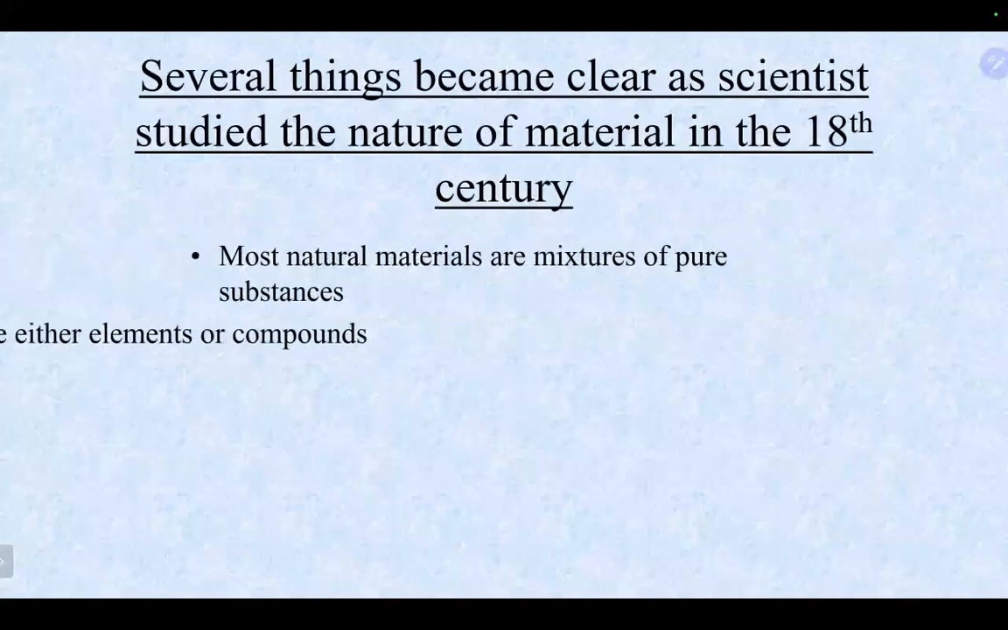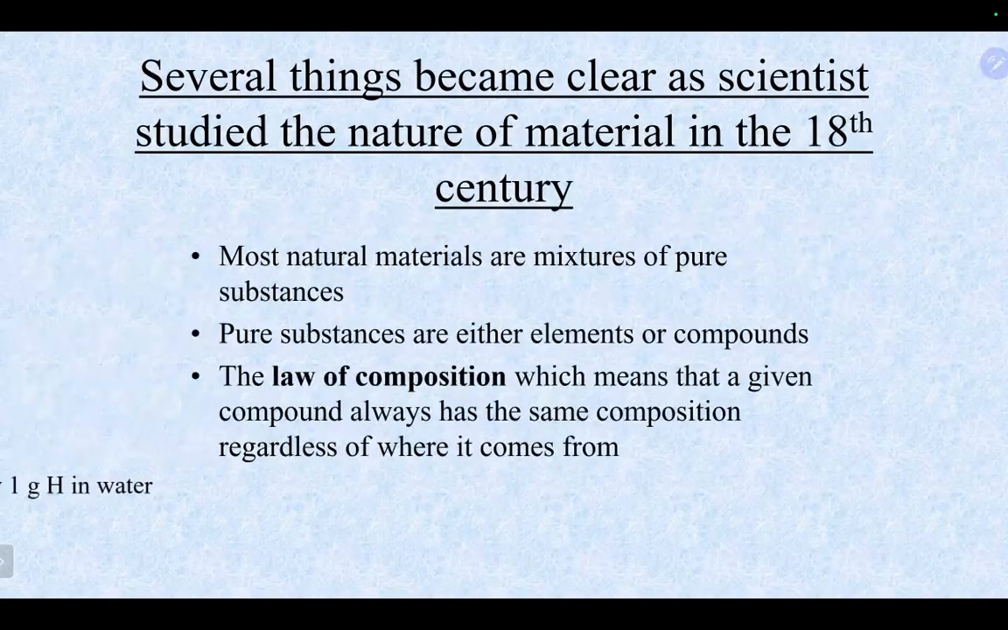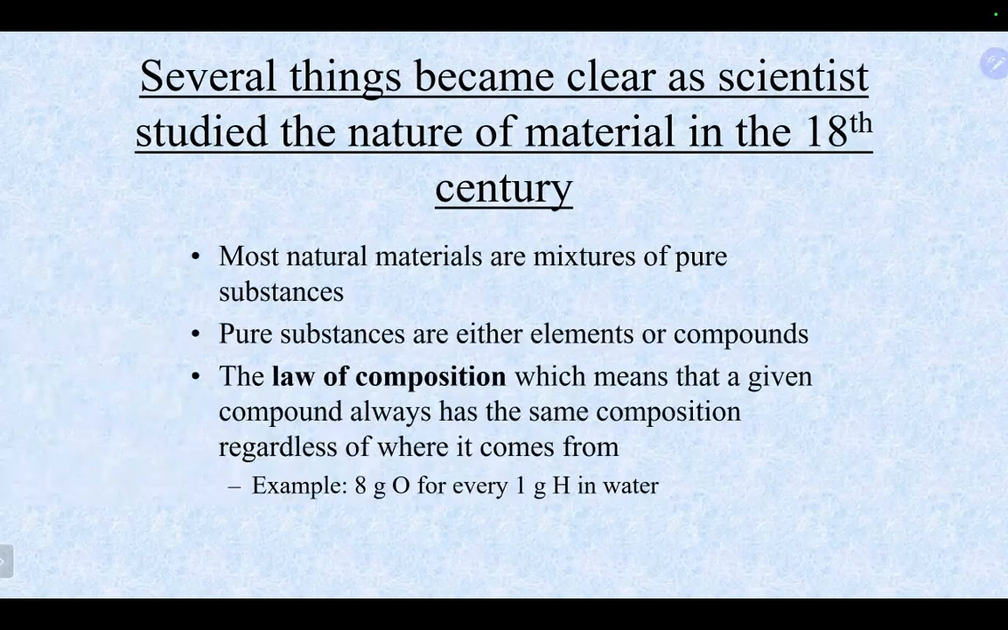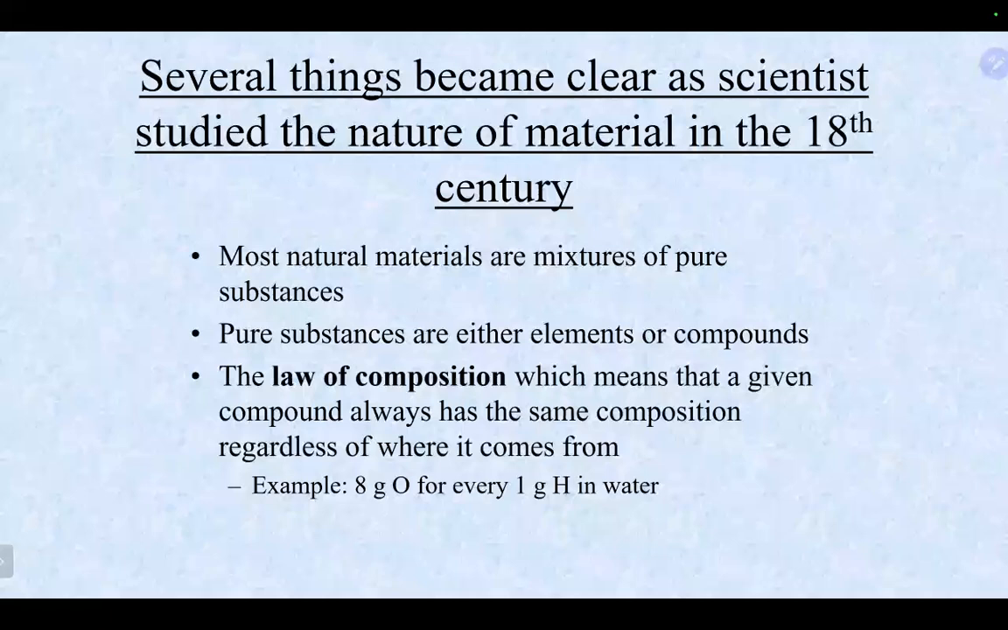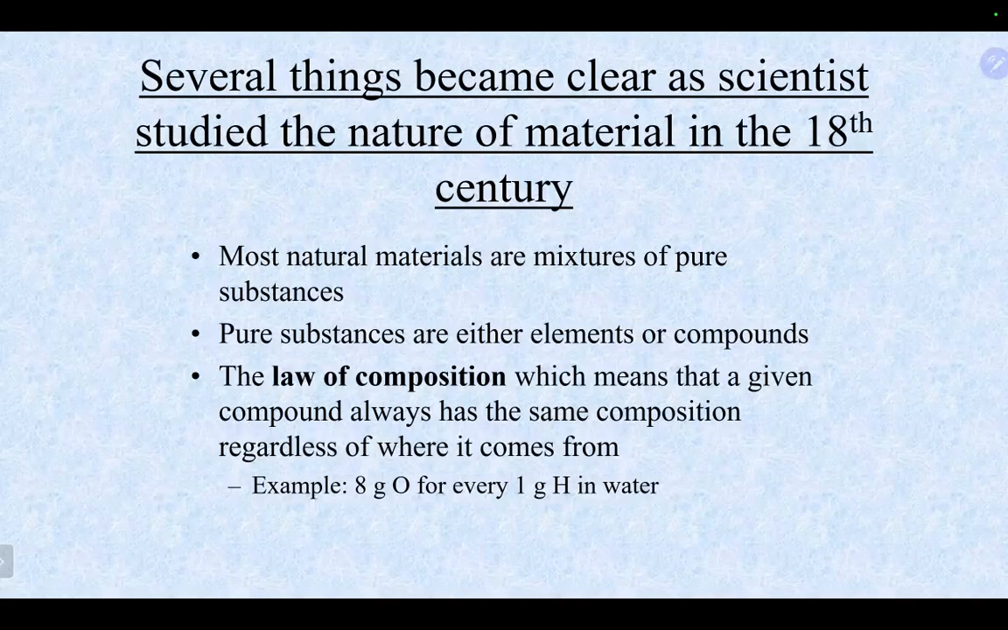There were a couple of important ideas that happened along the way. It was believed that most materials are mixtures of pure substances. And we talked about mixtures and pure substances. As we talked about, pure substances could either be an element, like iron metal by itself, or a compound, like water, H2O.